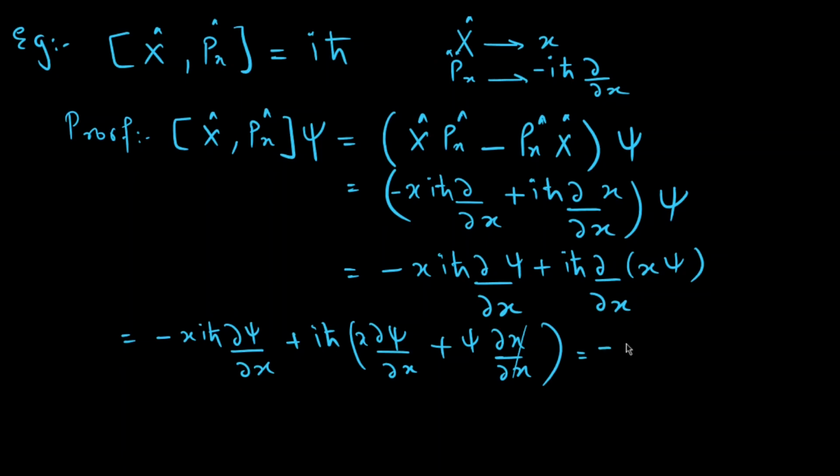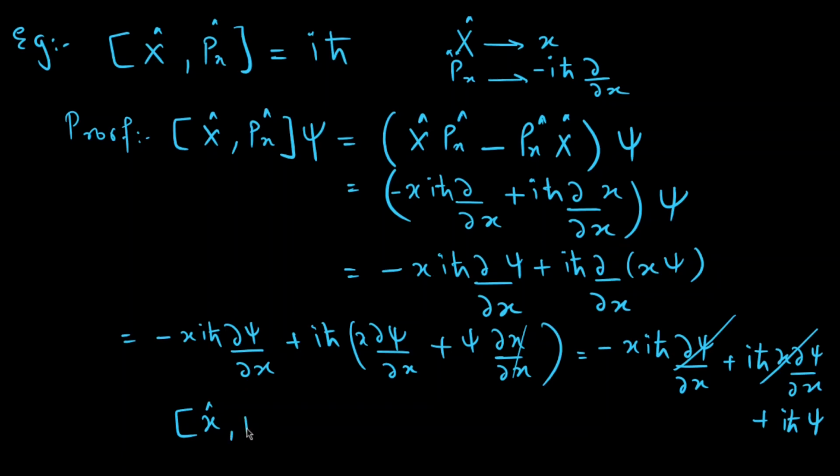We get minus x i h cross dou psi by dou x plus i h cross x into dou psi by dou x plus i h cross psi. As we can see, this thing also gets cancelled, and finally we get x cap p_x cap psi as i h cross psi. So if you remove psi, we can arrive at this equation.